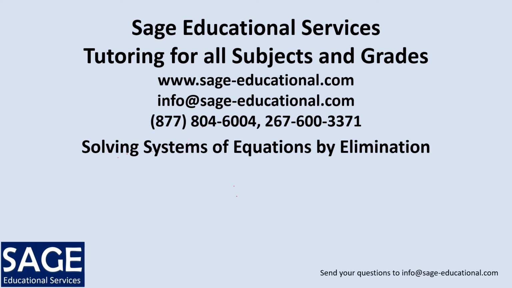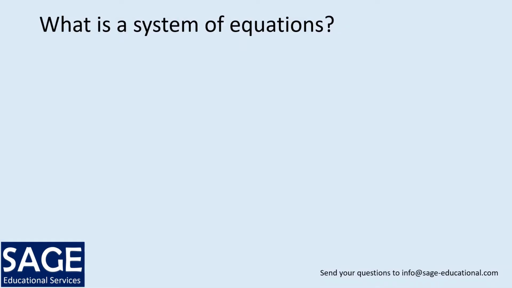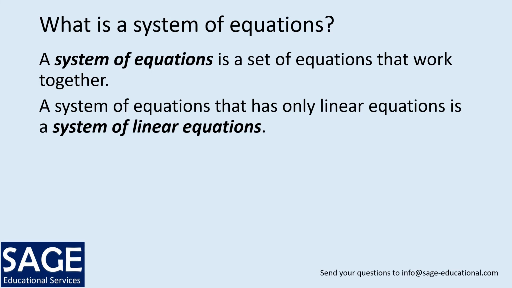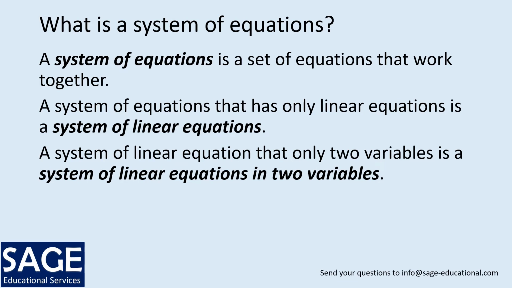In this video, we will learn how to solve a system of equations by elimination, and the type of systems of equations that we will talk about are linear equations in two variables. So let's start by answering this question: what is a system of equations? It is a set of equations that work together. And if all the equations in a system are linear, then it's called a system of linear equations. In this video, we will restrict ourselves to solving a system of linear equations in two variables, and the method we will use would be by elimination.